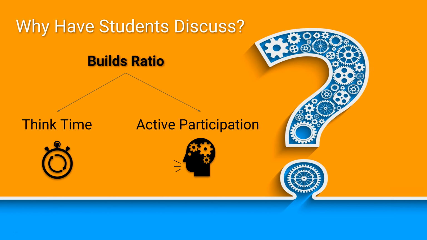So what's the point of having students discuss anyways? Doesn't this just take away from your teaching and open up possibilities for off-task behavior? Well, ultimately, the purpose of including explicit opportunities for students to have discussion with a partner is to build the ratio of participation. Not only does paired discussion provide extra time for students to process information, in a paired setting, you know that both students will be active in their learning by actively listening and actively speaking.